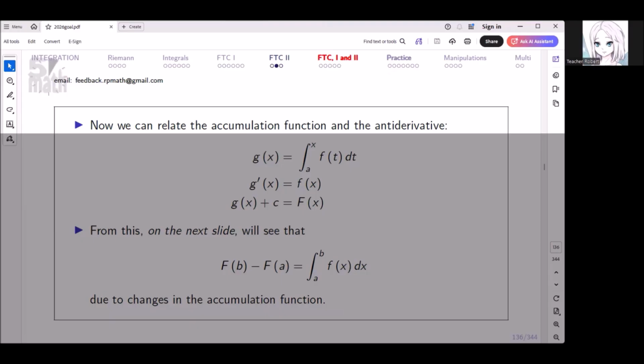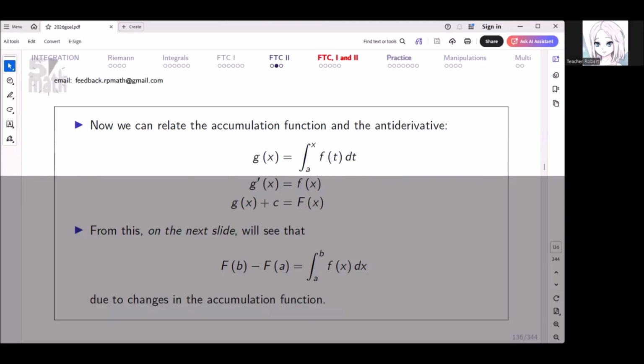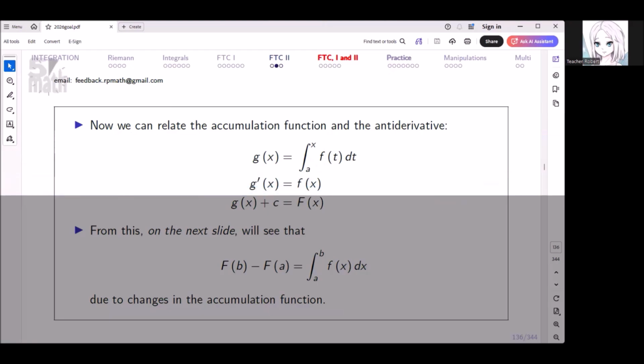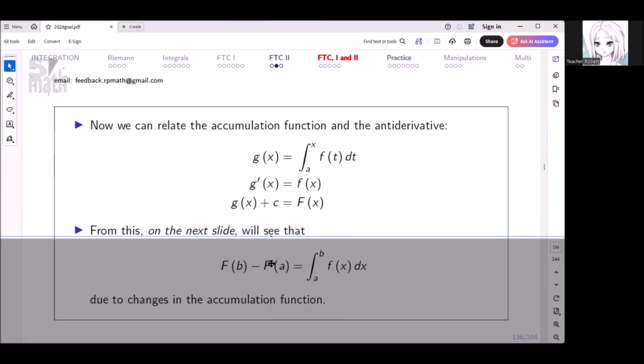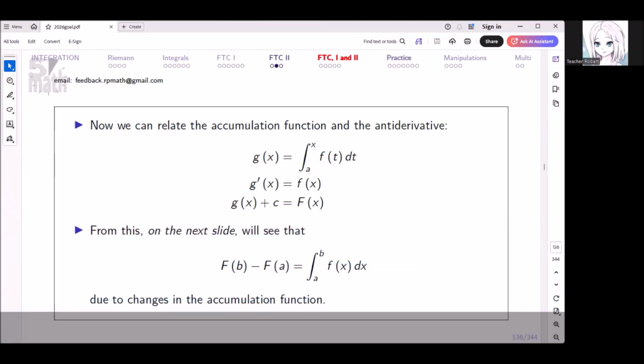Now we can relate the accumulation function and the antiderivative. G of x equals integral from a to x f of t dt. G prime of x equals f of x. G of x plus c equals big F of x. From this, on the next slide, we'll see that this is due to changes in the accumulation function.